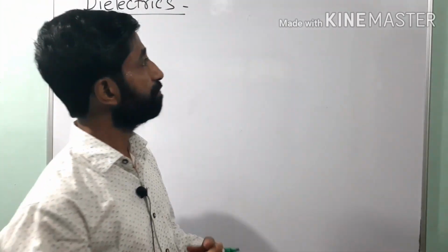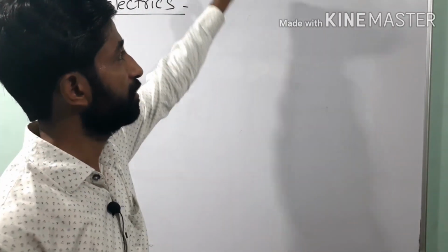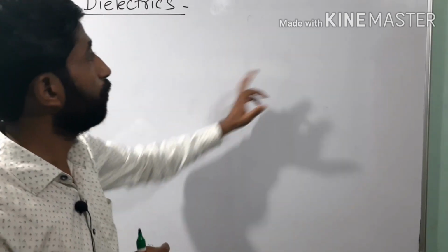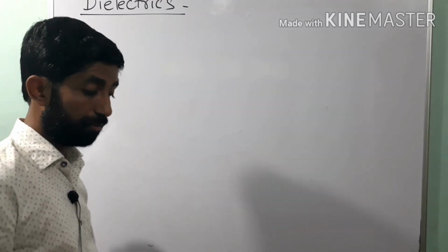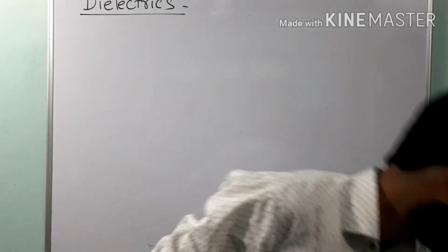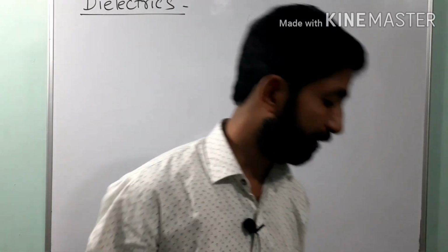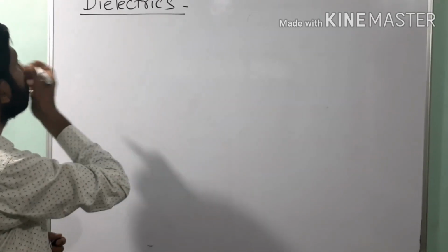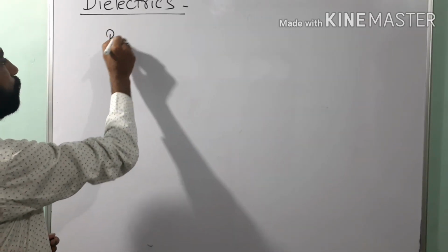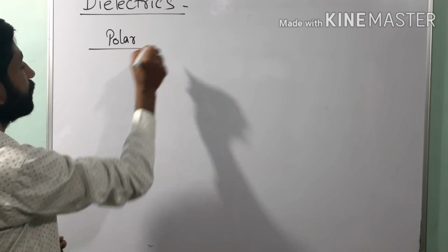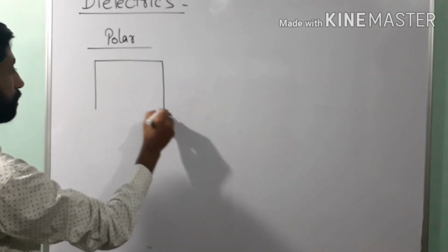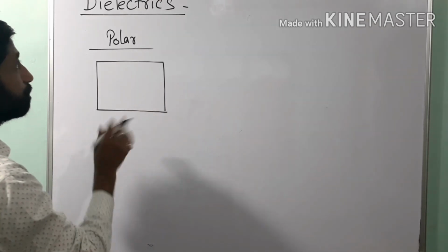So welcome back again. As I discussed in the last video, polar and non-polar molecules. So we shall today see how these molecules behave in the presence of an external electric field. So this is polar. Imagine I have a piece of a dielectric which is polar.